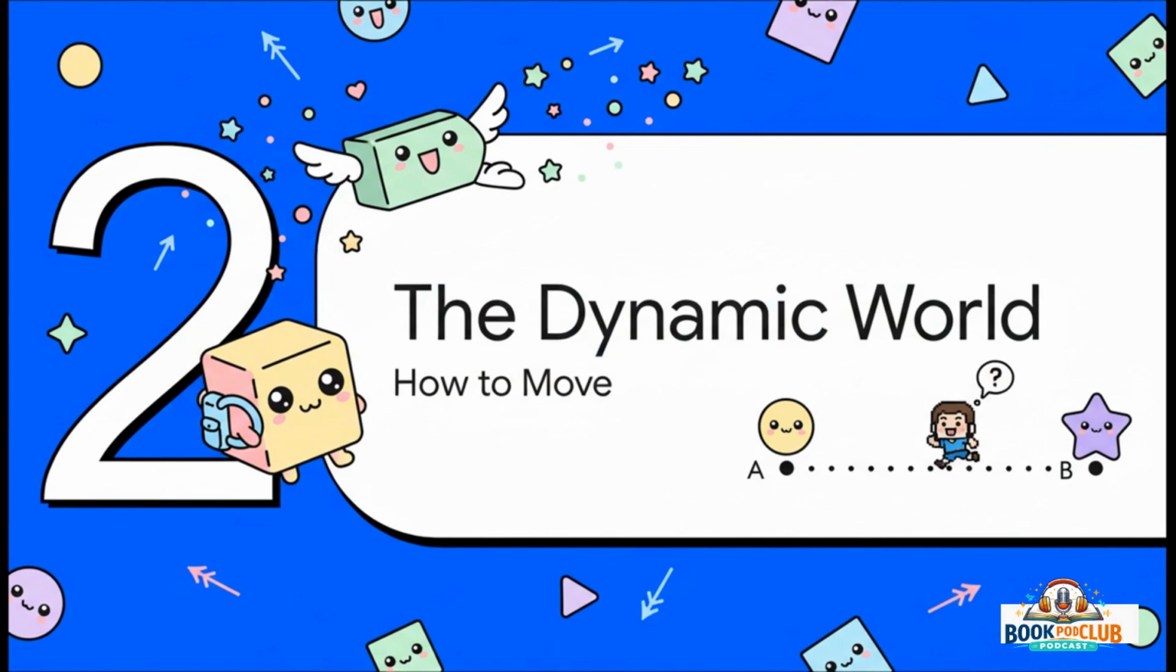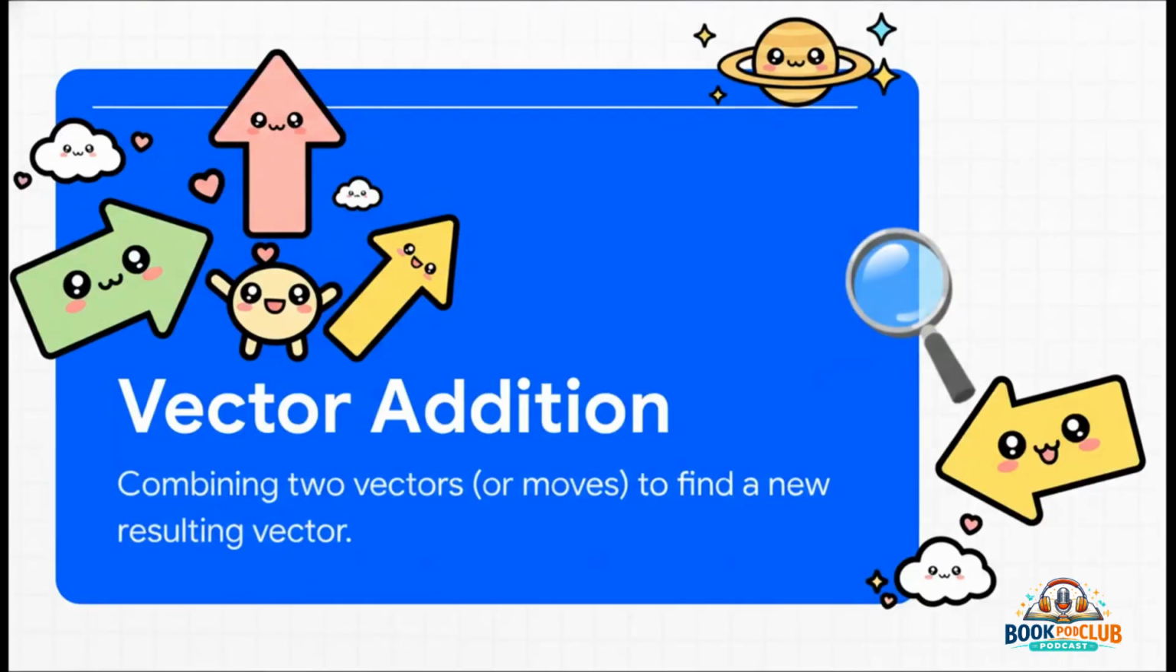Okay, so we've placed our character on the map. Cool, but they're just standing there. So how do we make them move? How does our character actually get from point A to point B? Believe it or not, the answer is super simple. We just add the movements together. This is called vector addition. Basically, if you make one move and then you make a second move, vector addition tells you the single, direct move you could have made to end up in the same spot.